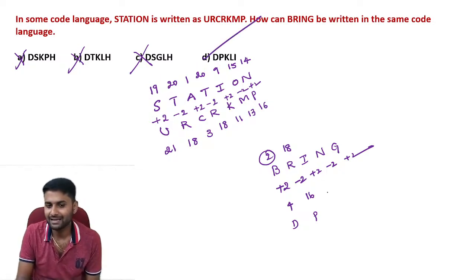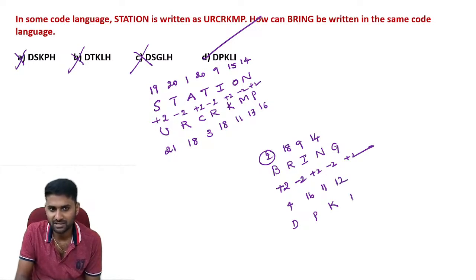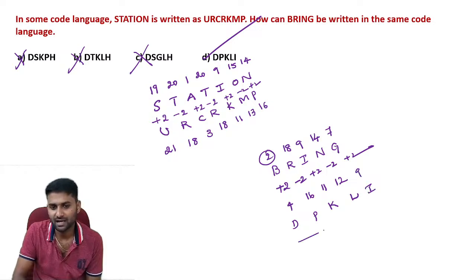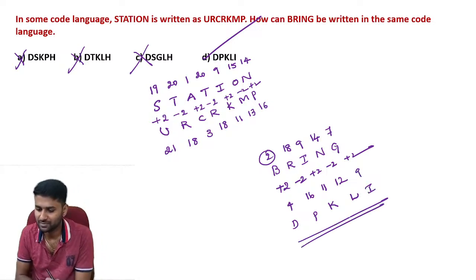Now see, I is the ninth letter, we require the 11th letter in the option, the 11th letter is K. N is the 14th letter, 14 minus 2 is equal to the 12th letter, which is L. Now G is the 7th letter, 7 plus 2 is 9, and 9 is I. So try to remember all the alphabetical positions.